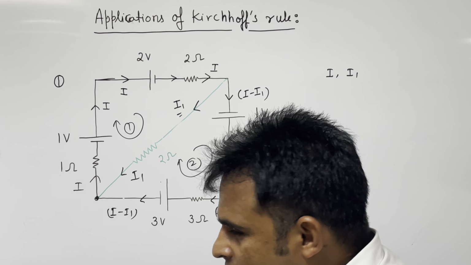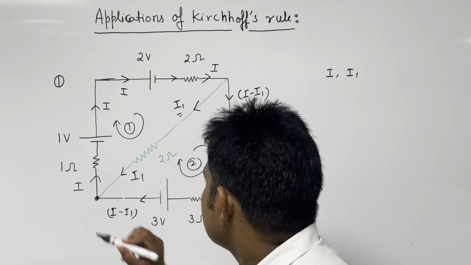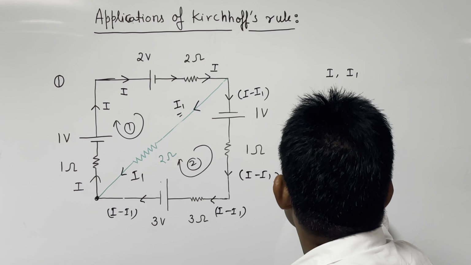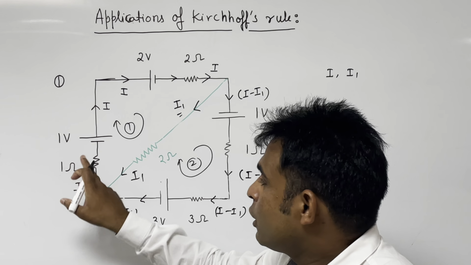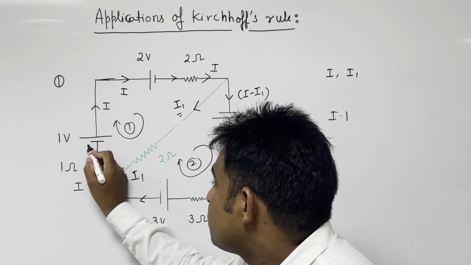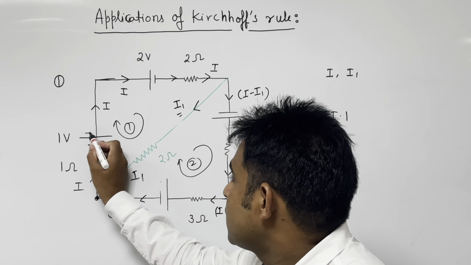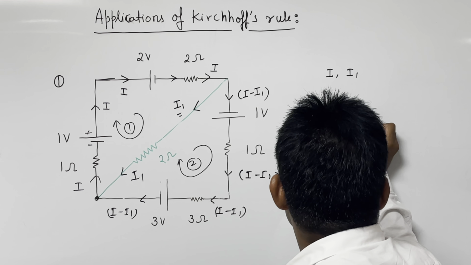If I use my sign convention, in this case, what do I write? I into 1. Potential, I write I into 1, because V is equal to IR. Now I reach this battery and I enter at the minus sign of this one, then plus sign later on. So I write minus 1.